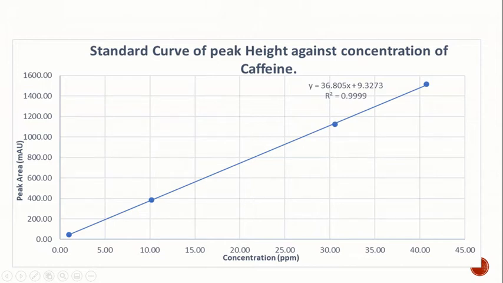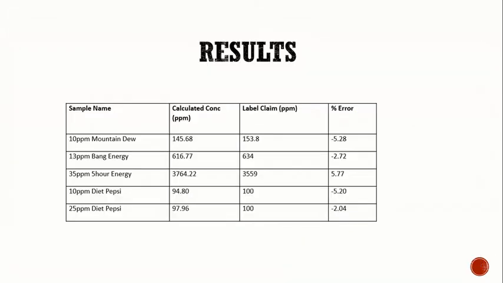So to find the caffeine content in our samples, we need to put the peak area, which is y, in this equation. We put the peak area in here, and this gives you the concentration of caffeine in the sample. So we did that for all our 5 beverages to get the caffeine content in them. So here are our results.